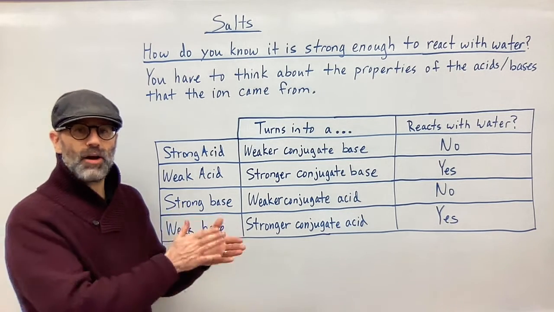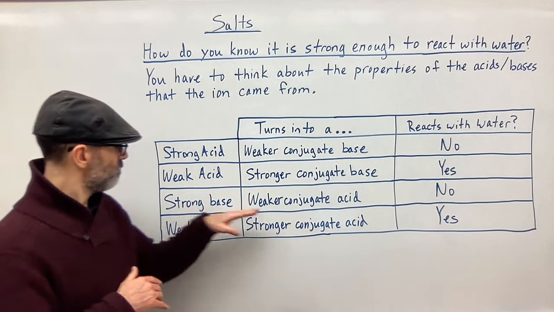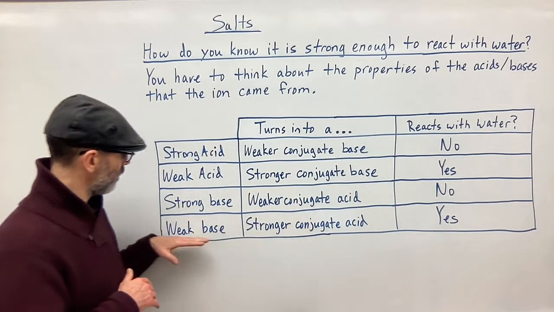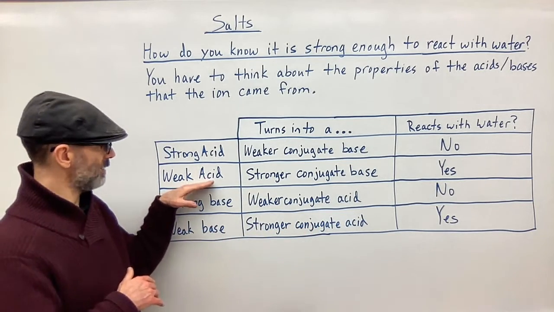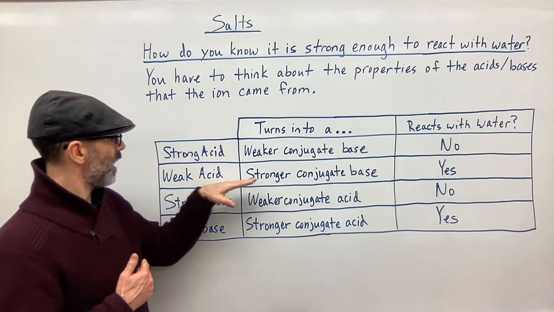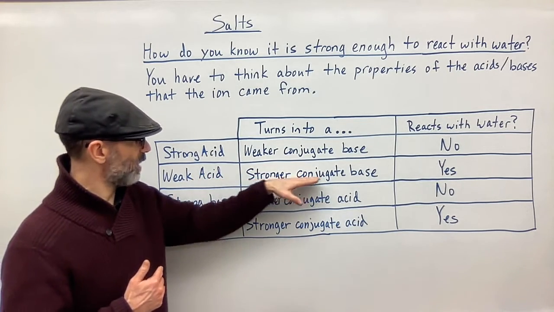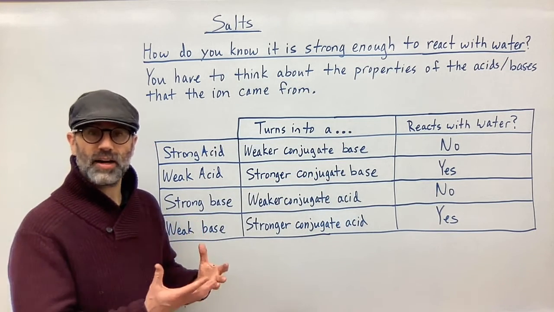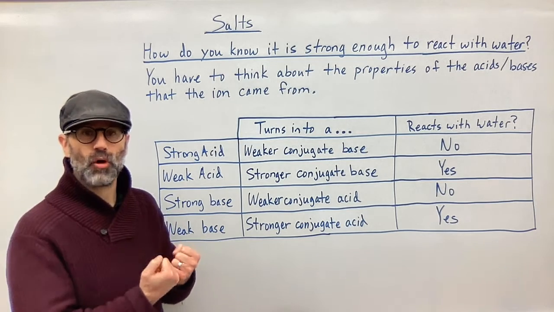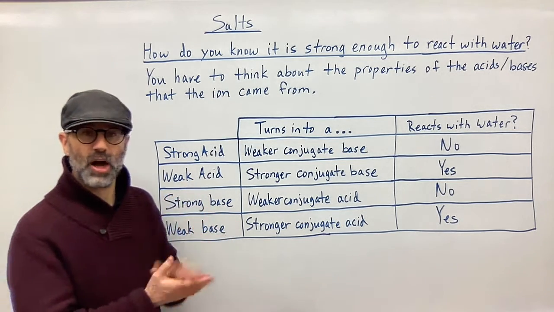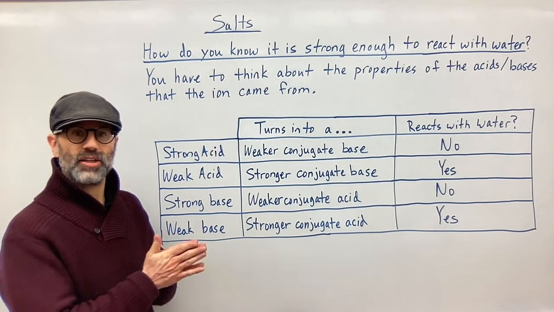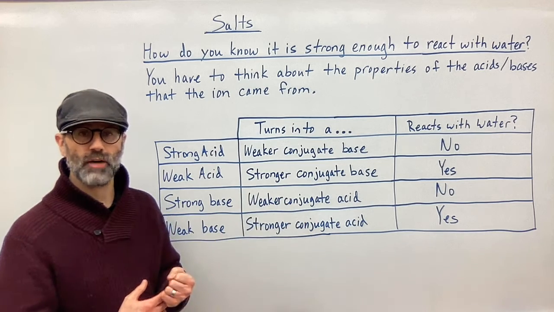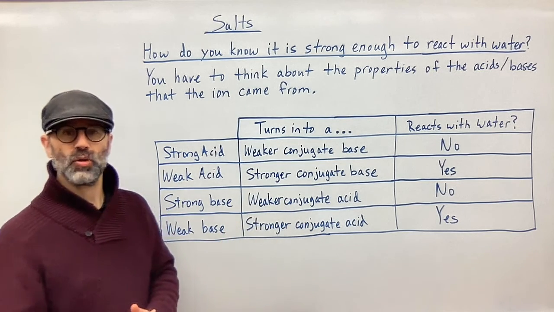Why? Because the conjugate base is stronger than the weak acid. The weak acid in my example is weaker than the stronger conjugate base. So the conjugate base is going to want to hold on to that hydrogen more than the weak acid wants to give it off. So if it ionizes, it's more likely to react with water to pull off a hydrogen or to give a hydrogen to water.